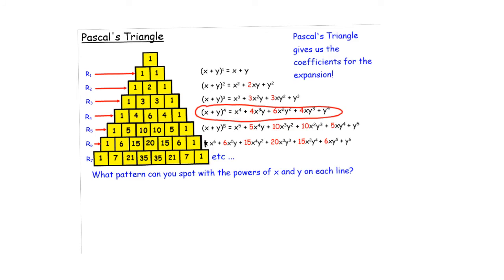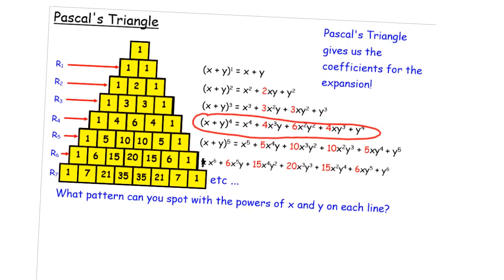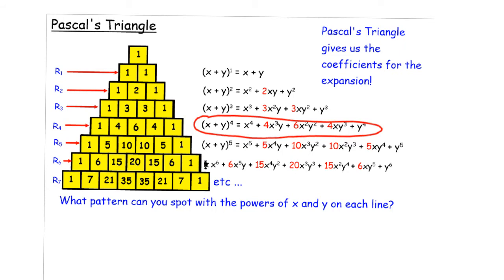We've got written here, let me see if I can make this bigger for a second. It's a little bit better. Okay. So if you have a look, the coefficients, whenever we're expanding these brackets each time, come from the appropriate line in Pascal's triangle.